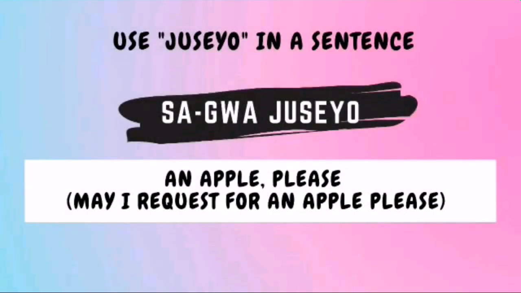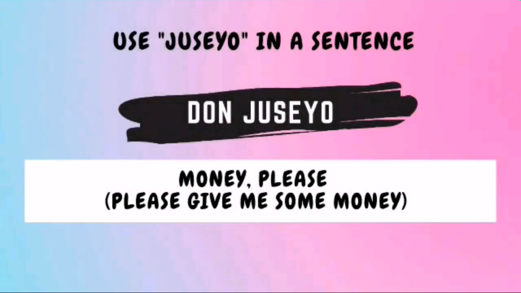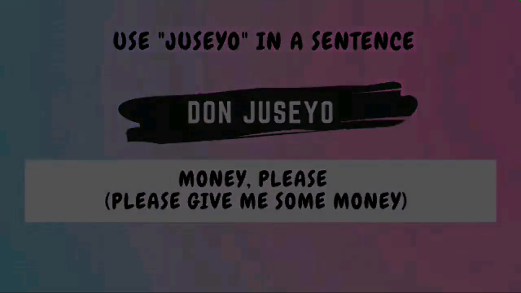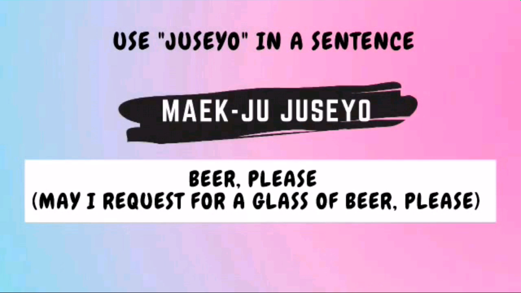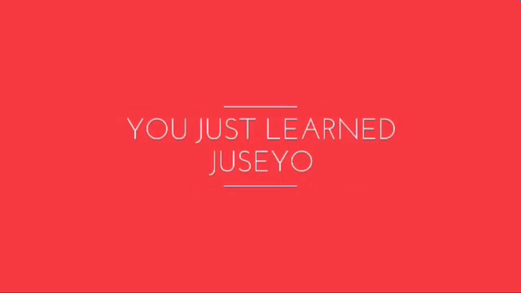Let's try to use Juseyo in a sentence. When we say Sagwa Juseyo, it's the same as saying an apple please or may I request for an apple please. When we say Don Juseyo, it's the same as saying money please or please give me some money. When we say Mekju Juseyo, it's the same as saying beer please or may I order or request for a glass of beer please. And with that, you've just learned Juseyo.